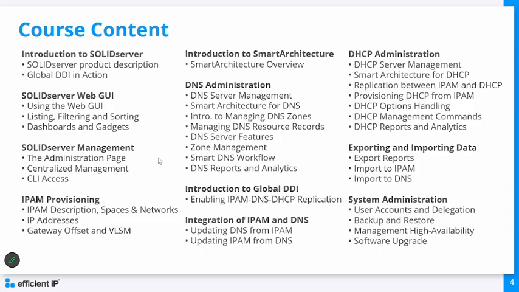You need to choose the DNS server, right? So that any changes in IPAM will be replicated to the specified DNS server. If you use smart architecture, then you have to specify the smart name, not the server name. See? So you have all this flexibility.